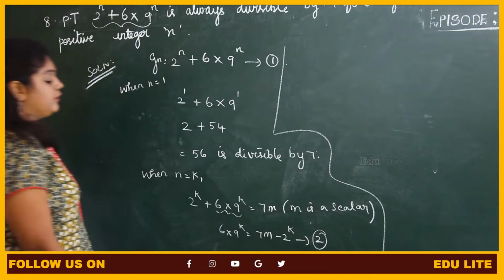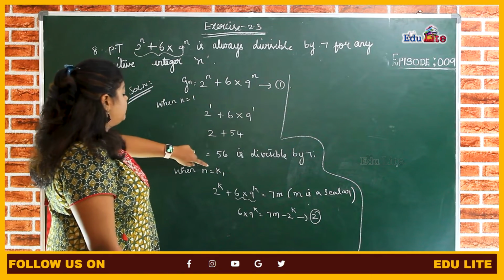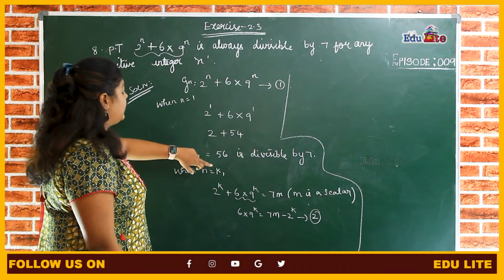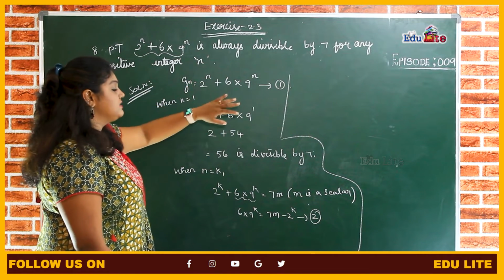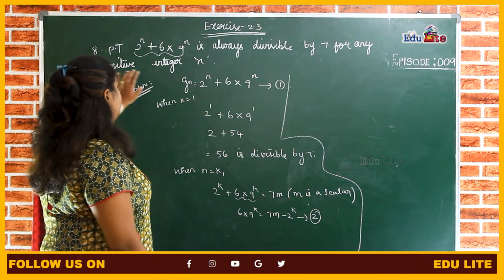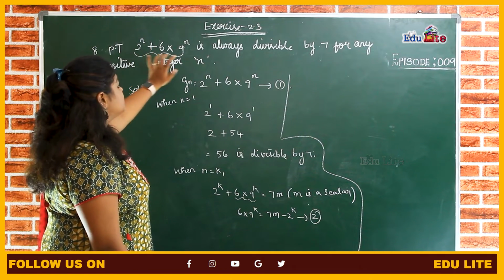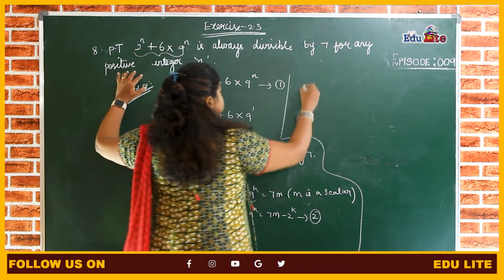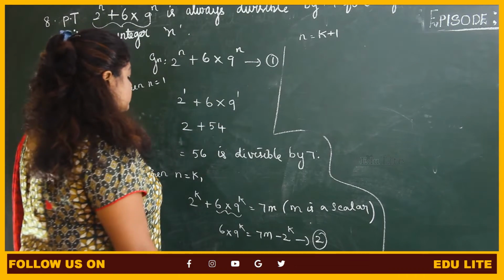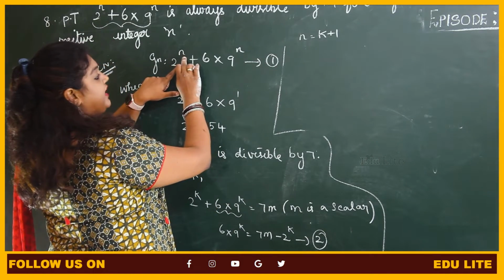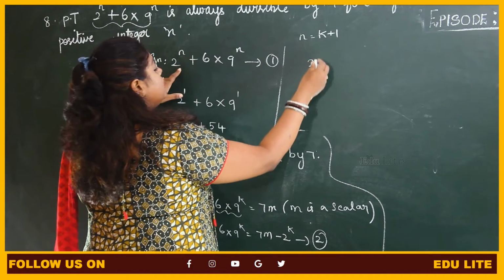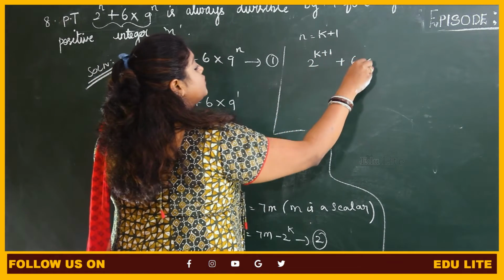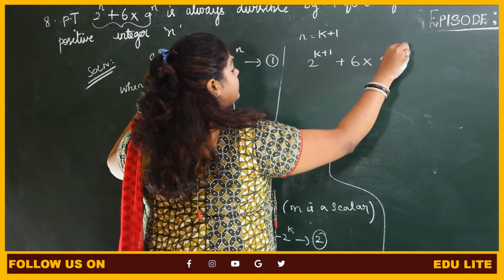Okay, so next what we are going to do is, let us take the value of n equals k plus 1, which means n equals 1 is satisfied, n equals k is satisfied, and n equals k plus 1 if it is satisfied, then this will always be divisible by n for a positive integer n. Okay, so next, when n equals k plus 1, we have to substitute the value of n as k plus 1, therefore 2 power k plus 1 plus 6 into 9 power k plus 1.